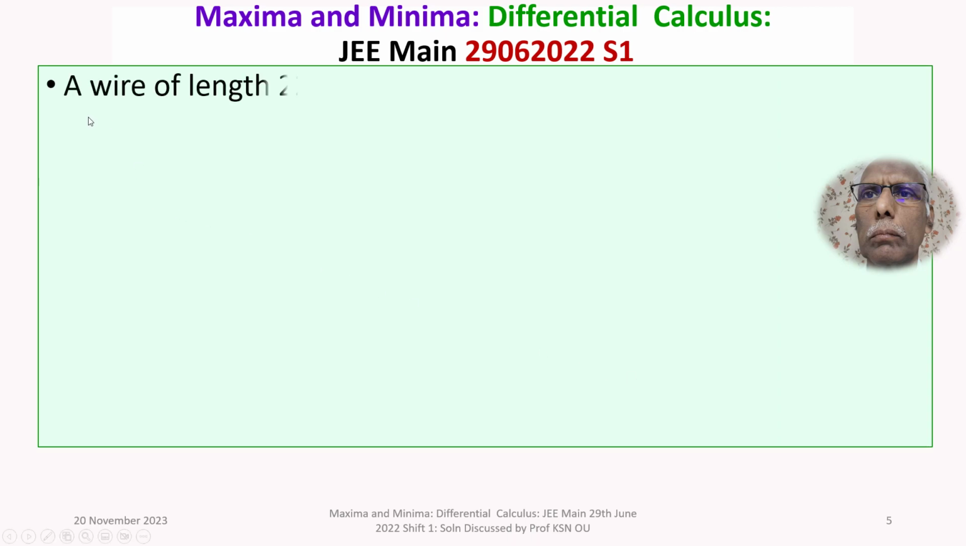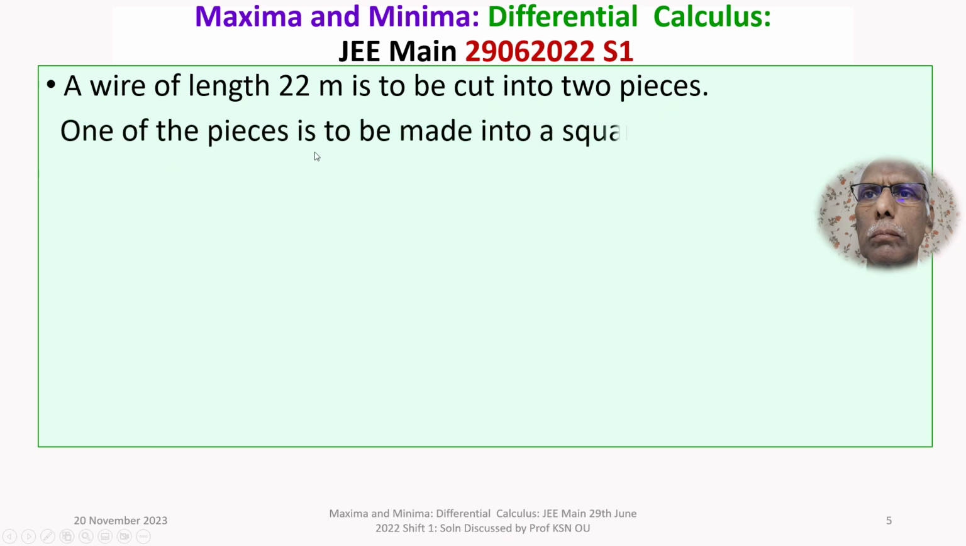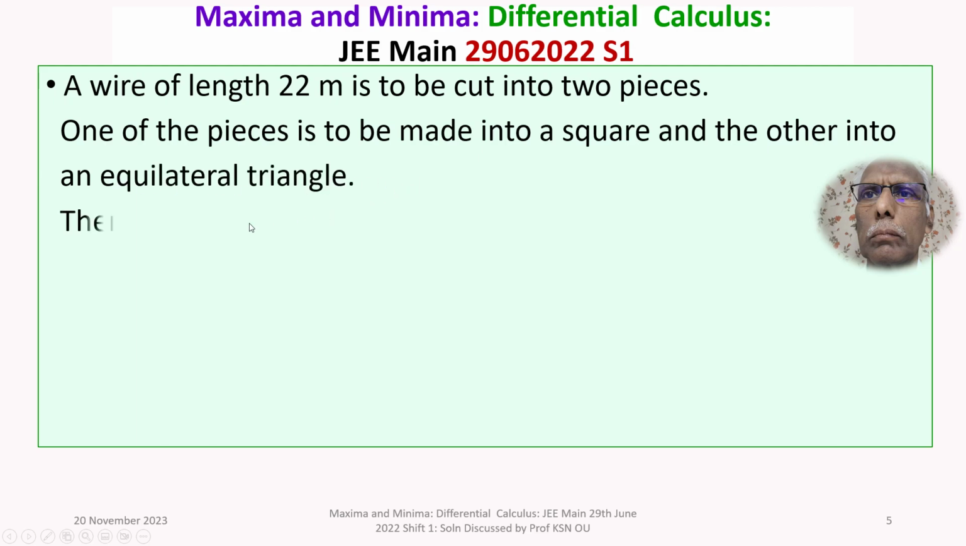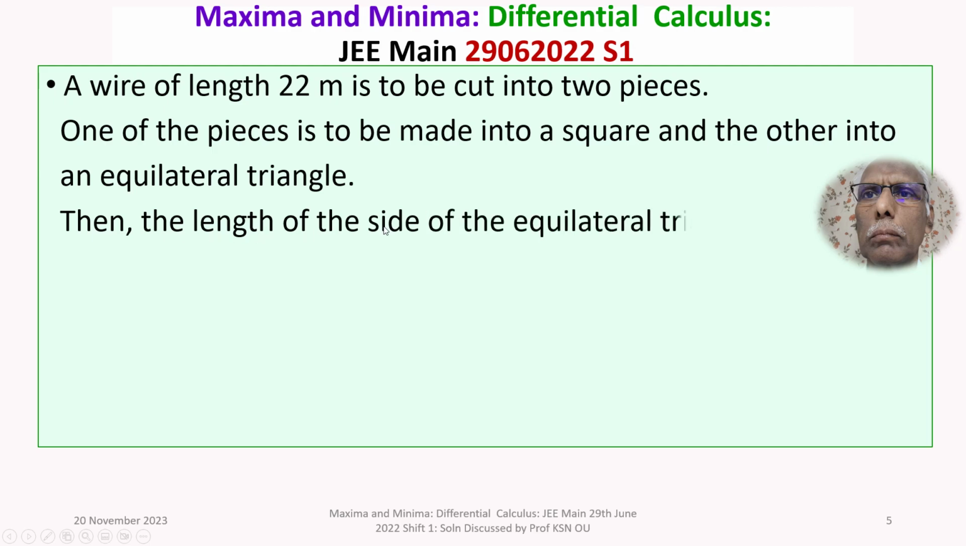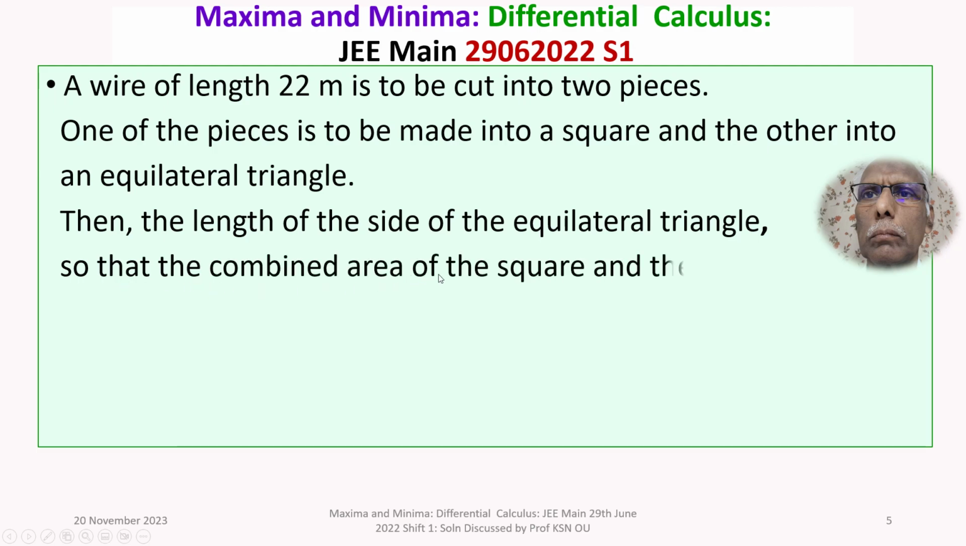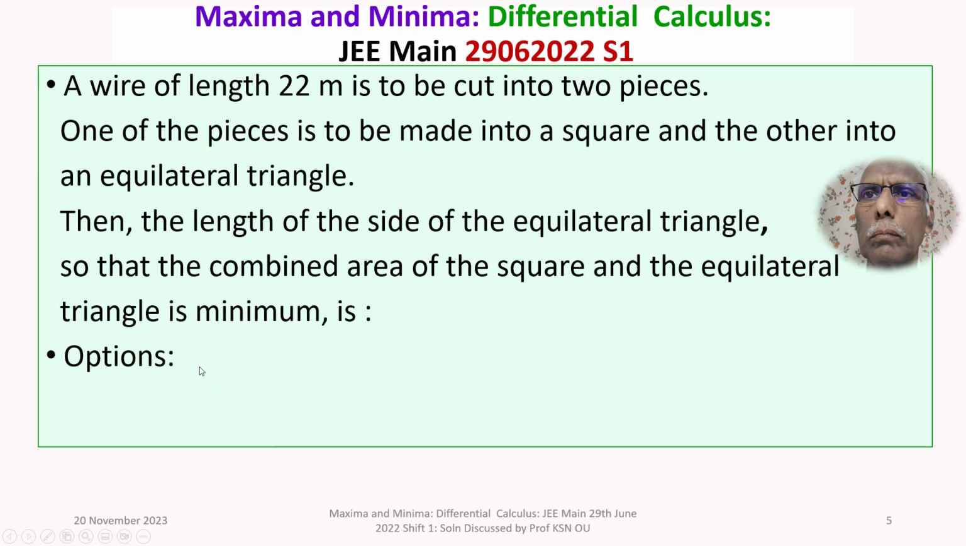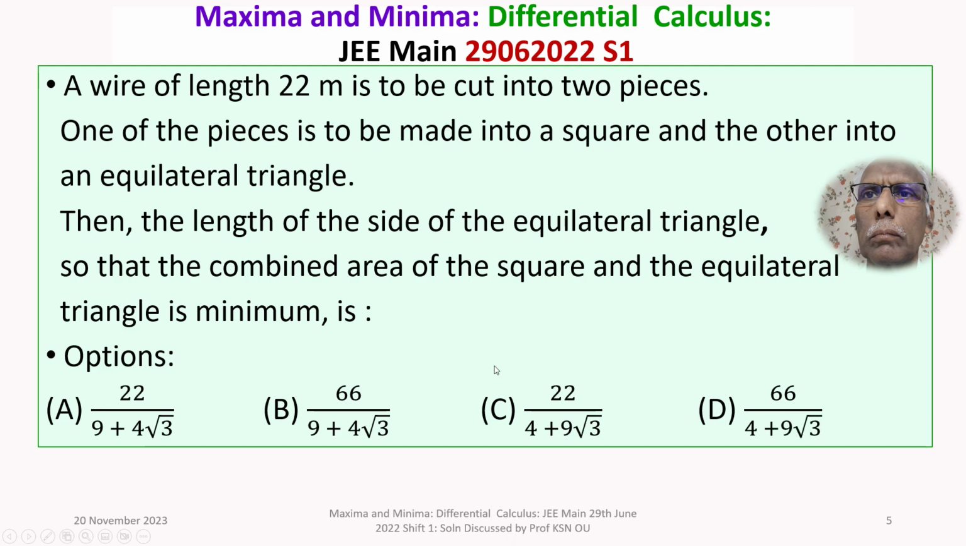The given question is: a wire of length 22 meters is to be cut into two pieces. One of the pieces is to be made into a square and the other into an equilateral triangle. Then the length of the side of the equilateral triangle so that the combined area of the square and the equilateral triangle is minimum is, we are given four options. Option A, option B, option C and option D.